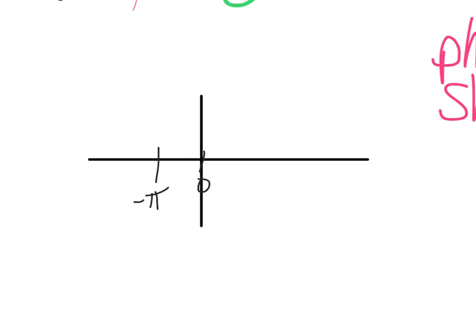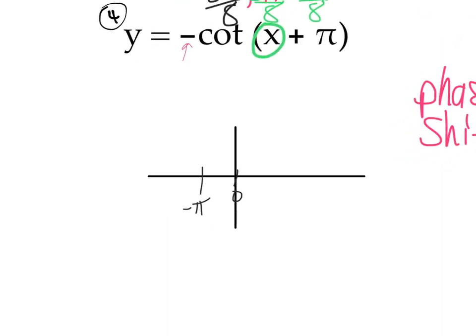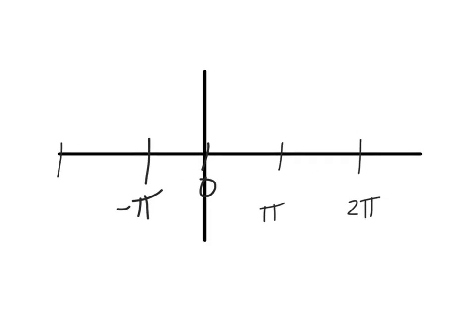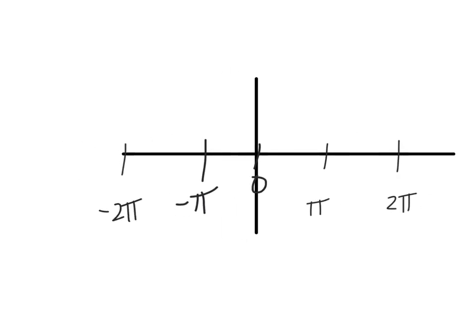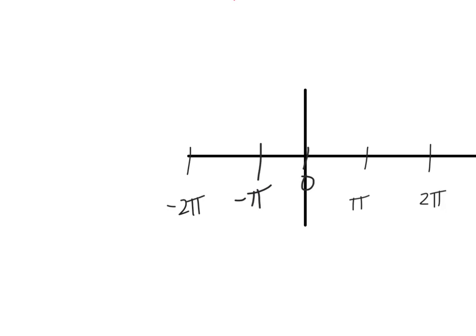Agreed? Now, when we have cotangent, how many asymptotes do I need? Cotangent, it's 5 and 4. So, how far is it between negative pi and 0? What's the distance? Pi. So I know that I'm going to have an asymptote here at positive pi, correct? Where else am I going to have asymptotes? 2 pi. At 2 pi, and where else? 3 pi. Or negative 2 pi. Could you go with 3? You could go to 3 pi. Could you go to negative 3 pi? Yeah, absolutely.